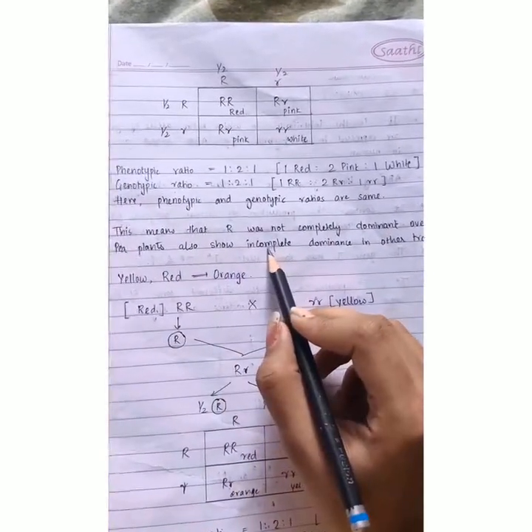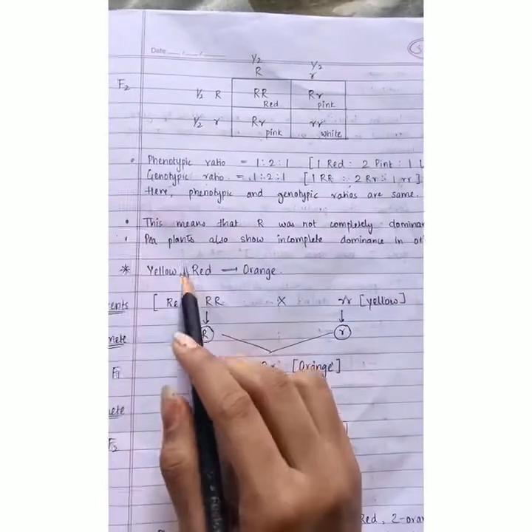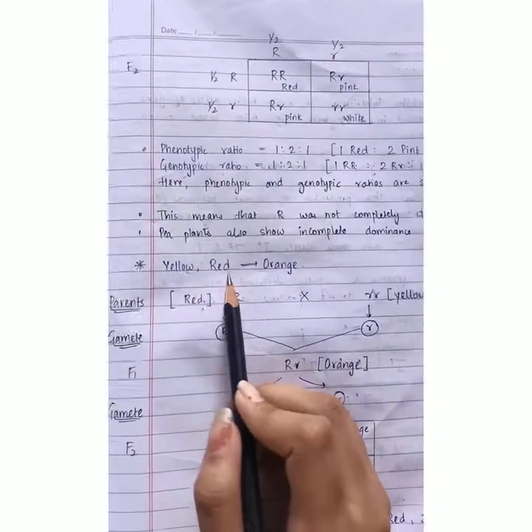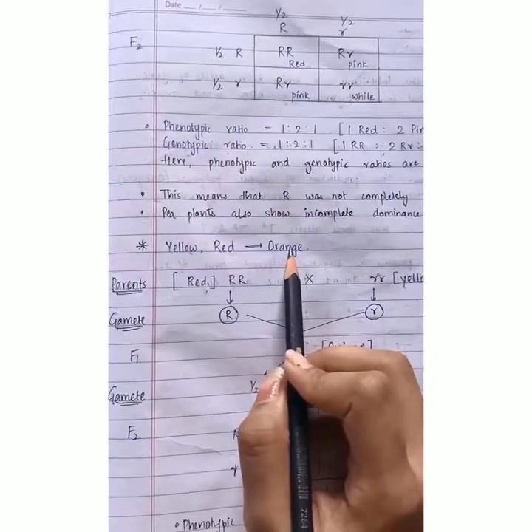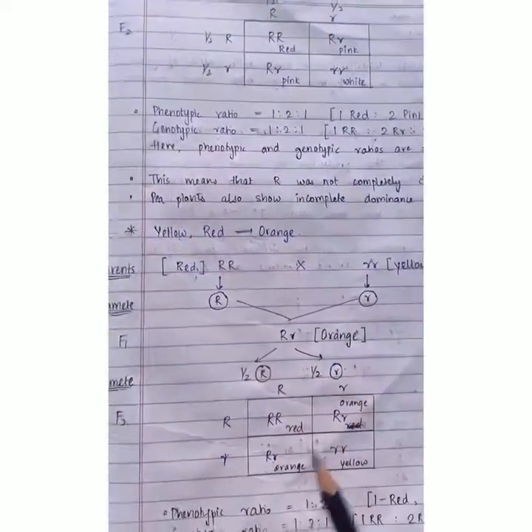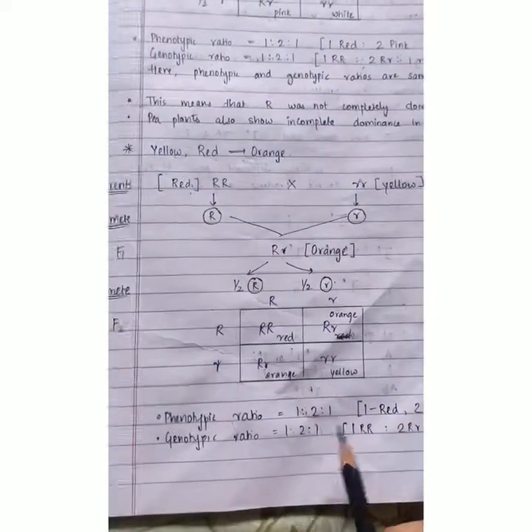Plants also show incomplete dominance in other traits. Here we can take one more example, that is yellow and red. If a yellow flower and a red flower mate, they will form offspring which will be orange in color, and the genotype and phenotype ratio will be seen as 1 is to 2 is to 1.